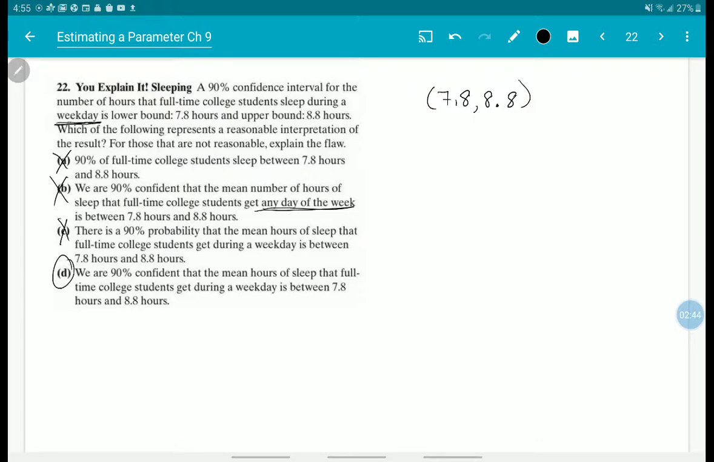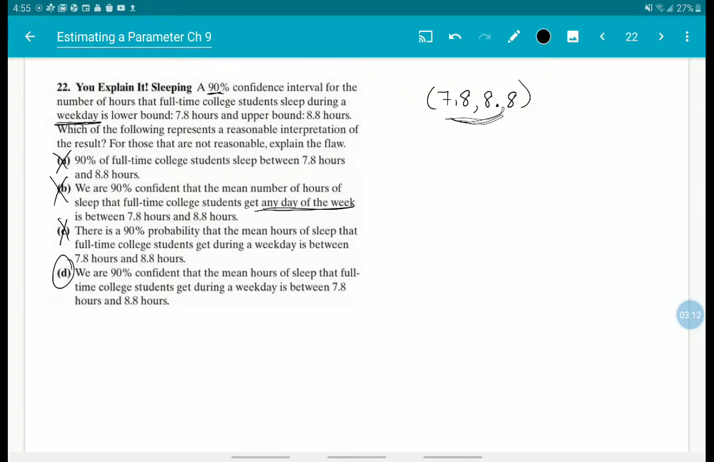We are 90% confident that the mean hours of sleep that the full-time college students get during the weekday is between 7.8 and 8.8. We don't actually know what that mean value is going to be. The confidence interval just narrows down where the mean could live. So we're saying we're 90% sure that that mean has to be between those numbers. We just don't know what that mean actually is.